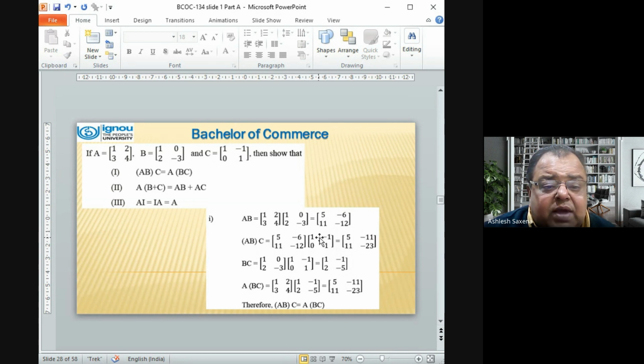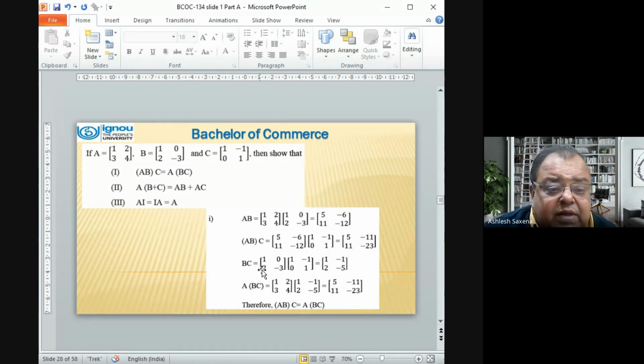Now 11 into 1, 11. 0 multiplied by any number is 0. That means 11 plus 0 is 11. Then comes your 11 into minus 1. That is minus 11. And 3 and minus 12 into 1. That is minus 12. That is minus 23. Here it is. Now, we have A, B, C in the same order as this.